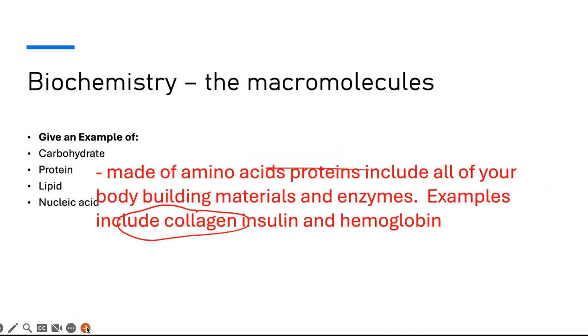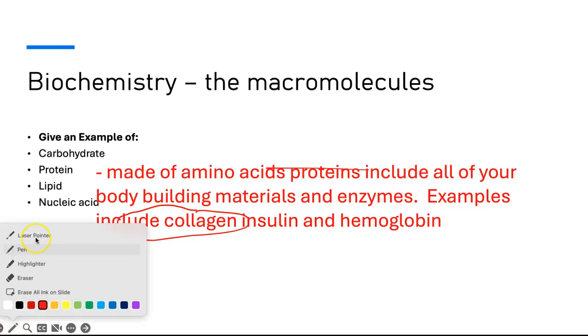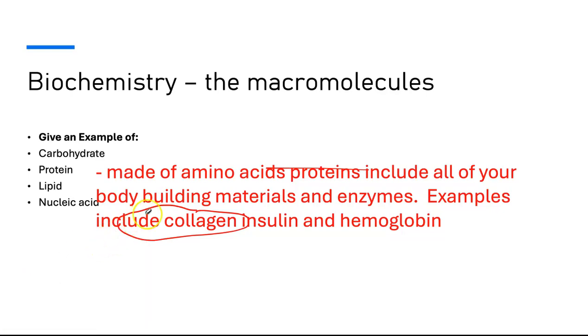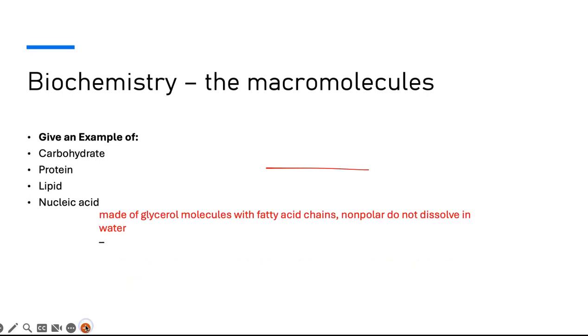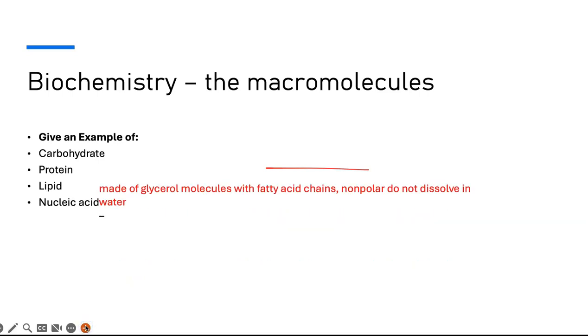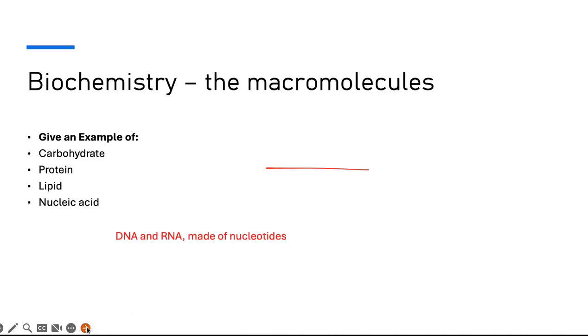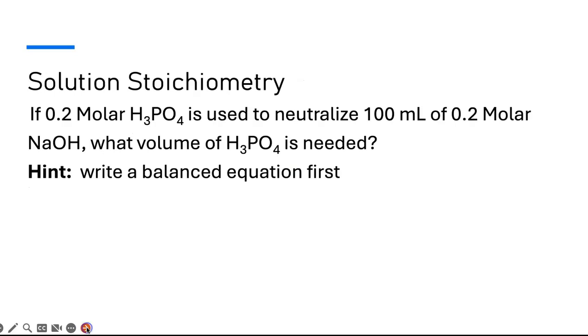Proteins, of course, are made of amino acids. If we have a long chain of amino acids, that is a protein. Otherwise, it's a polypeptide. Lipids, of course, have a glycerol molecule with fatty acid chains, and so we'd be taking a look at those. Nucleic acids are DNA and RNA, and their monomer is a nucleotide.